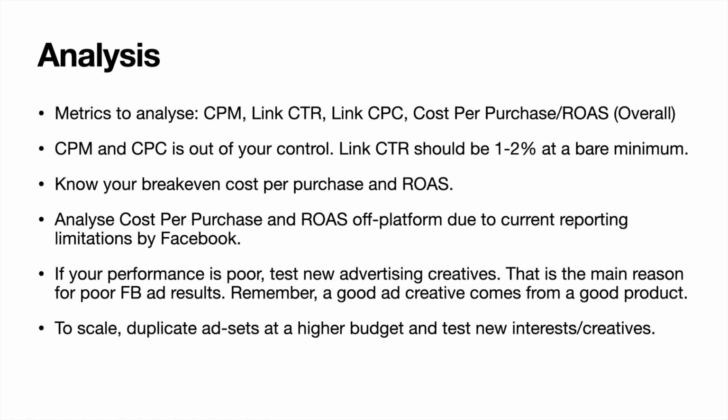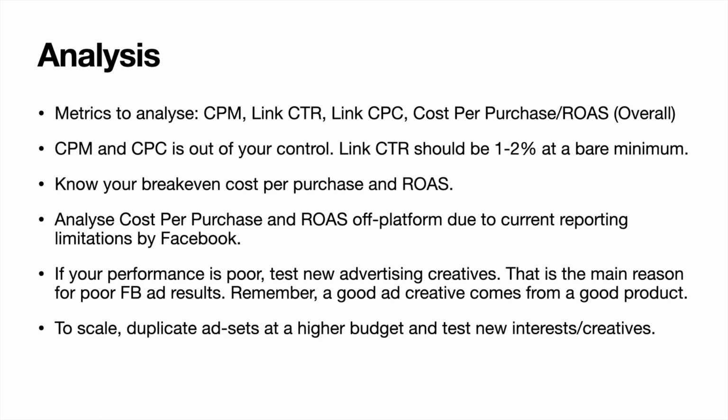Analyze your cost per purchase and ROAS off platform due to the current reporting limitations by Facebook. You could have 5 sales in your Facebook Ads Manager, but on Shopify you have 10 sales. So don't use the Ads Manager to analyze your cost per purchase. What you should do is go to your Shopify dashboard, and divide your total ad spend by your number of orders to get your real cost per purchase. Yes, this makes it a little bit harder to analyze your ads, but there's nothing you can do about that right now. Facebook are working on improving it, but for now this is the only way to do it.